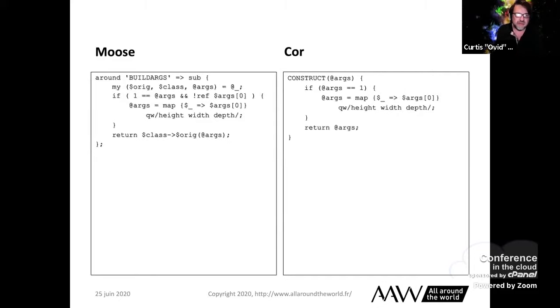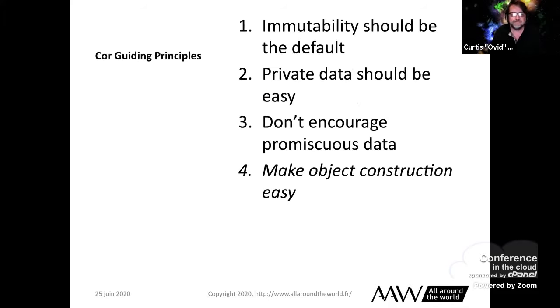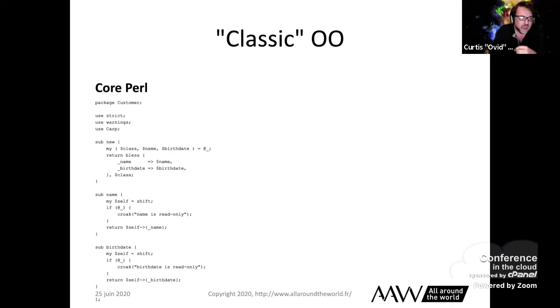So there's Moose on the left, your BUILDARGS, and that funky line noise you have up there, and then there's Cor on the right. Much easier to read. Or you can punt and just declare an alternate constructor with class and num, and then it becomes easy. So we can sidestep that entire mess if we need to. Core guiding principle: make object construction easy. I worked very, very hard on that, and I hope I got it right, but there will be cases where I did not.